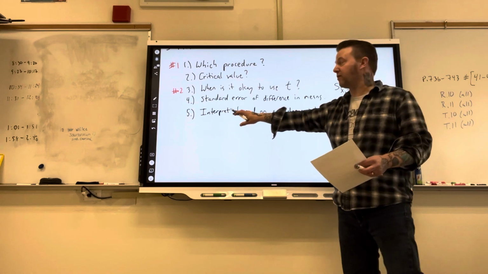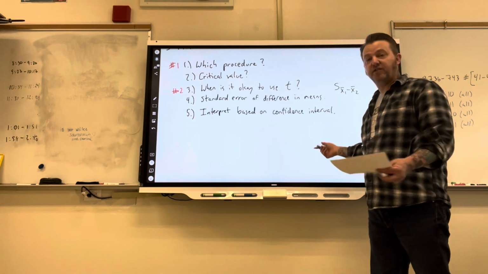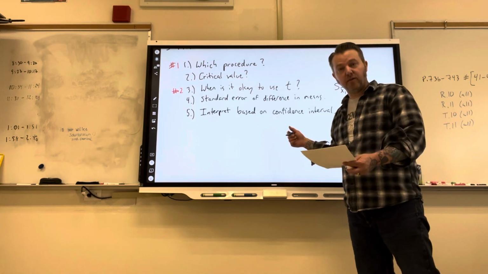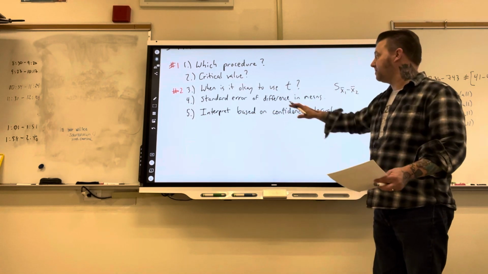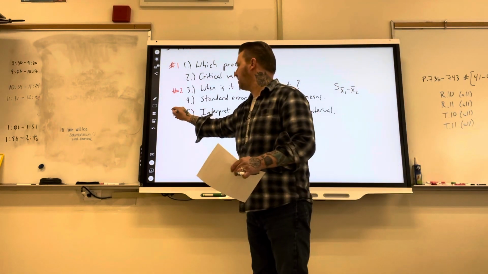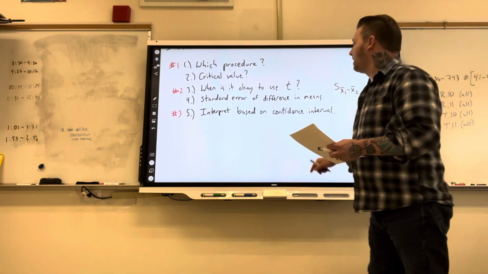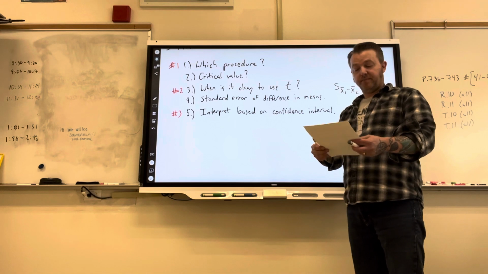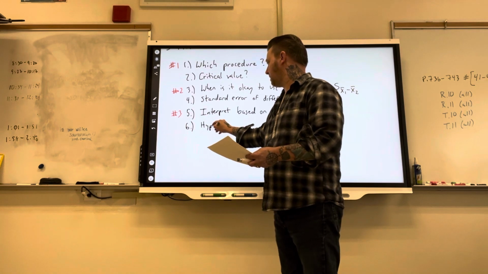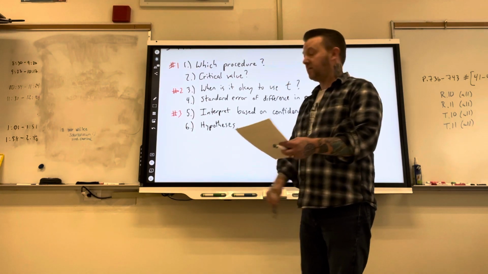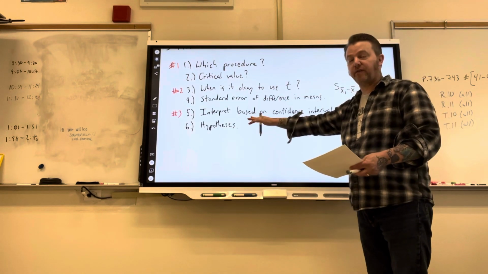Interpret based on the confidence interval. So remember, if we're doing a difference in means, if 0's in the interval, we fail to reject. If 0's not in the interval, we reject H0. Okay? So this was number 3 from your practice test. Okay? All right.